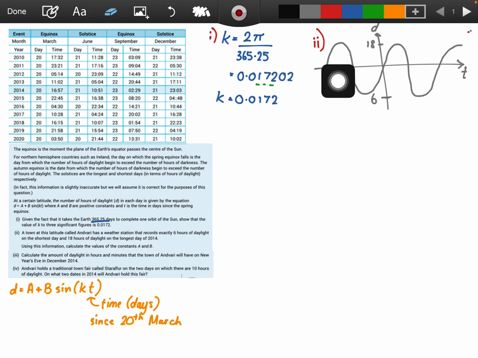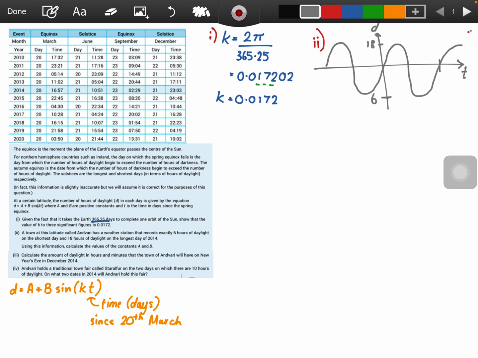So when I'm following this curve here, this is 1 year before it starts again. It just increases, increases, increases up until its highest amount of daylight, and then it starts having less and less, and so on. So it says it records exactly 6 hours of daylight on the shortest day and 18 hours of daylight on the longest day of 2014. Using this information, calculate the values of constants A and B.